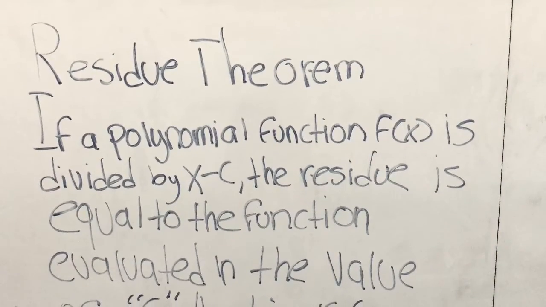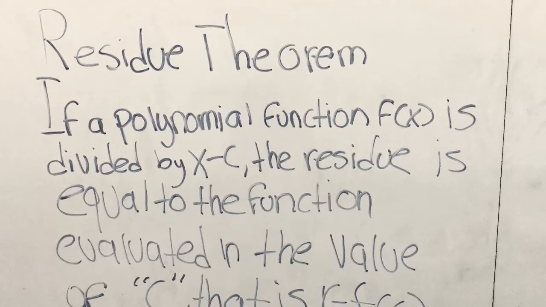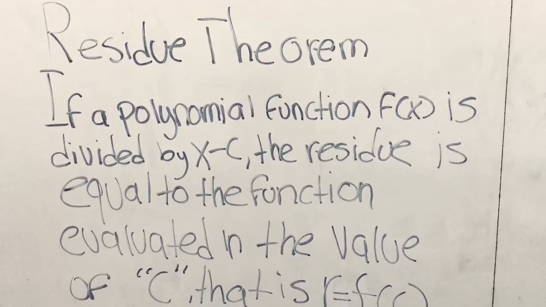If a polynomial function f(x) is divided by x minus c, the residue is equal to the function evaluated at the value of c, that is, r equals f(c).